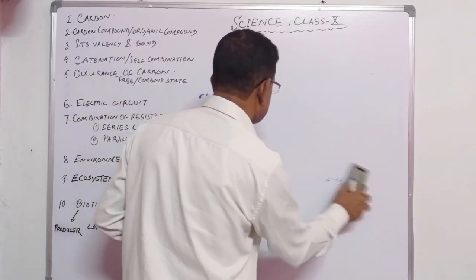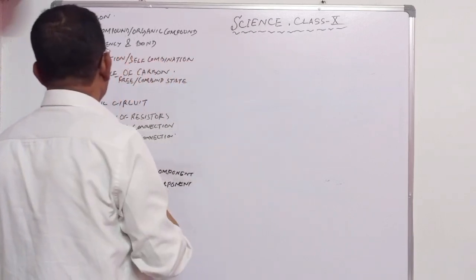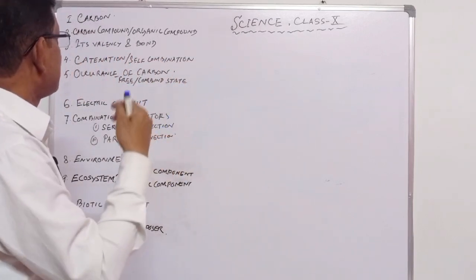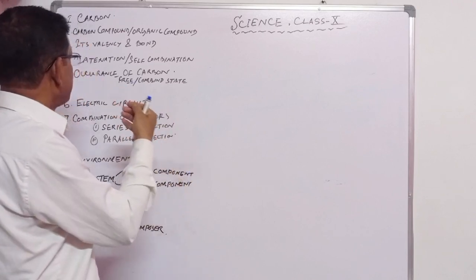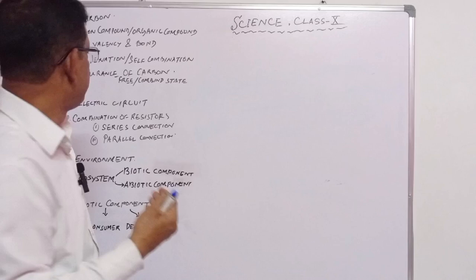So we have already discussed for carbon, what is a carbon compound and an organic compound, what is its valency and bond, what is catenation and self combination.